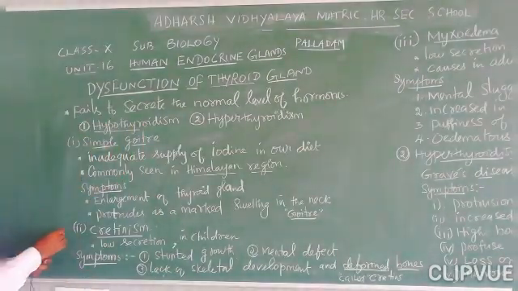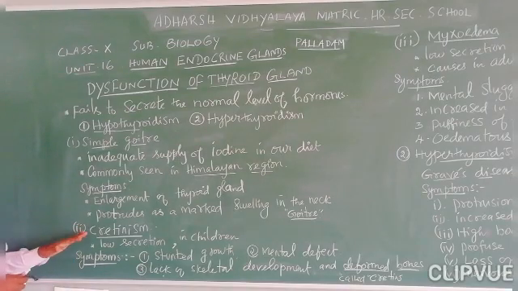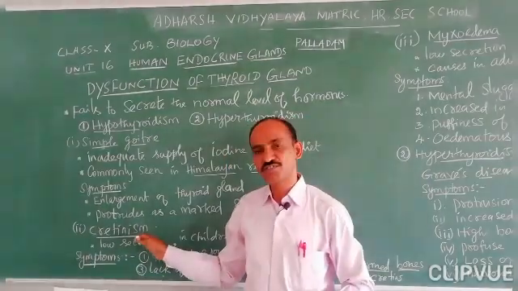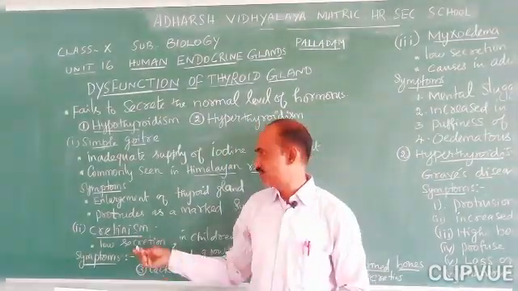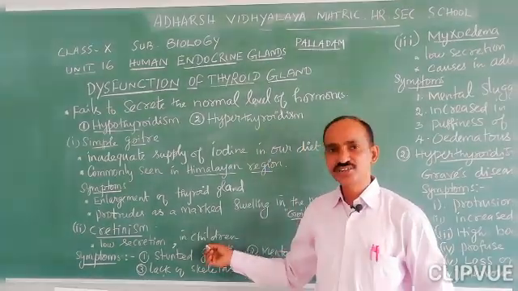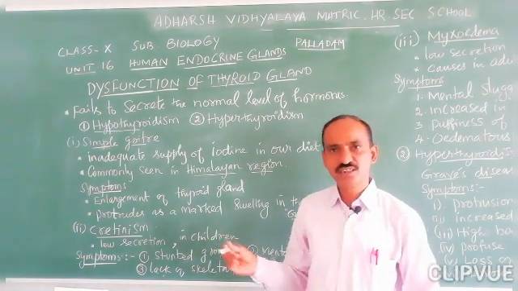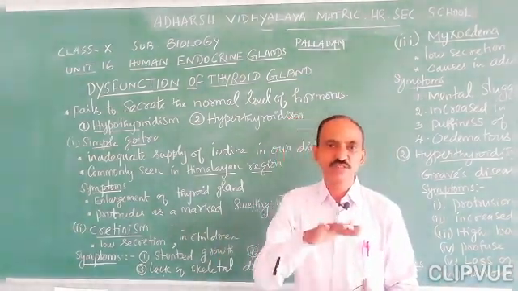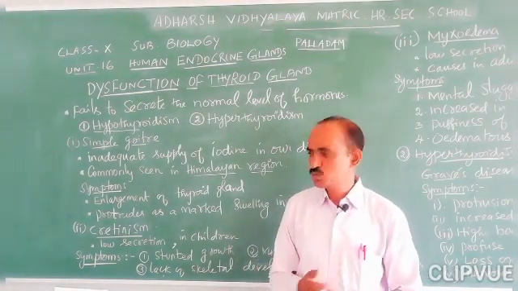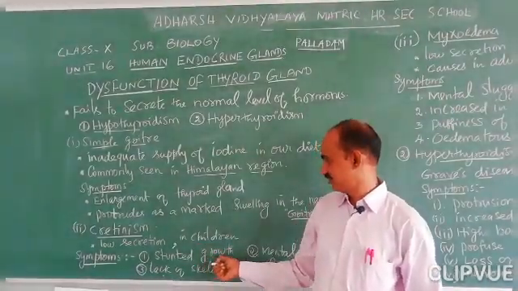Then the second disease, cretinism. Cretinism is also caused by less secretion of thyroxine. This mainly occurs in children, because in cretinism people their growth will be very short, that is stunted growth. குள்ளத்தன்மையாக இருப்பாங்க, ரொம்ப குள்ளமாக இருப்பாங்க, அதான் the stunted growth.